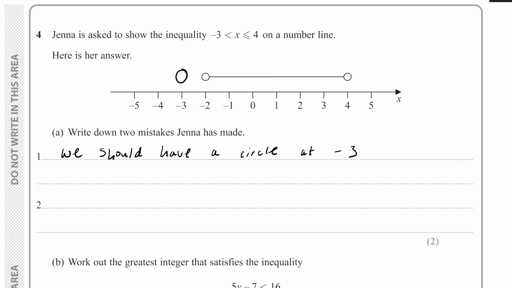And then secondly, because it can include 4, the circle at 4 should be coloured in. So it should have a coloured in circle at 4 to show that it can equal 4. So the circle at 4 should be coloured in or should be shaded.